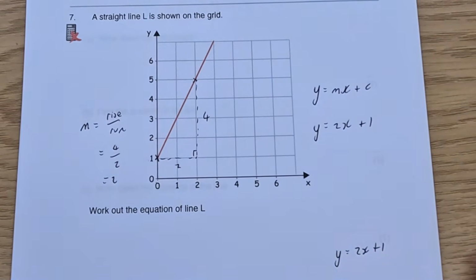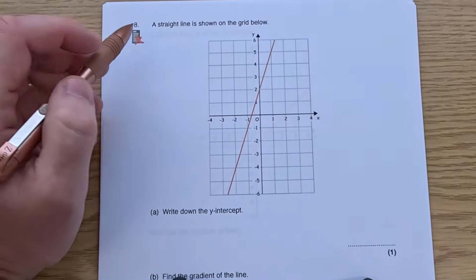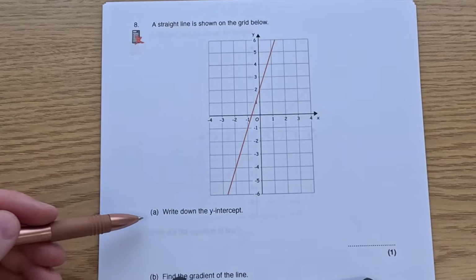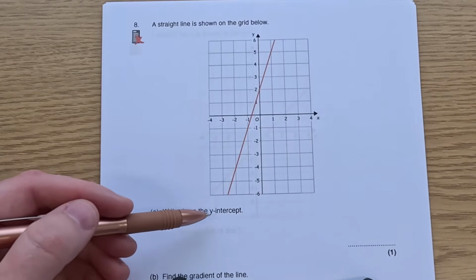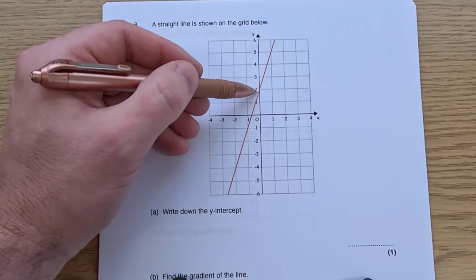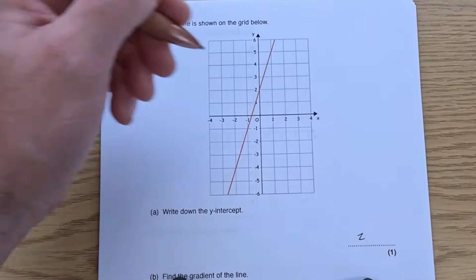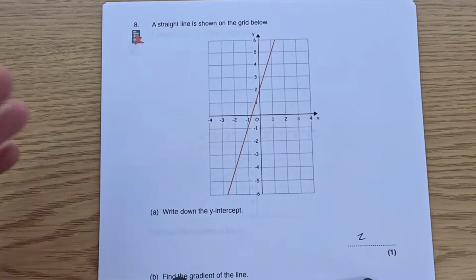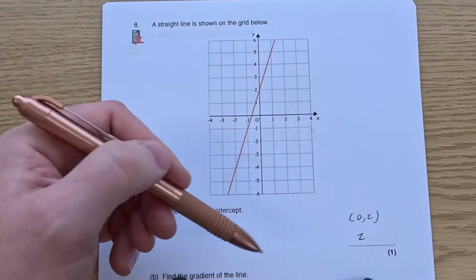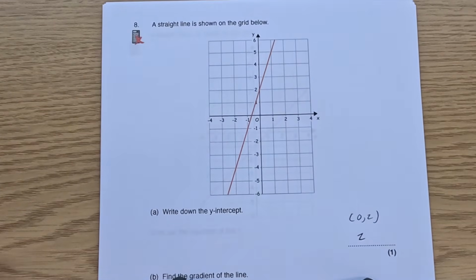Okay, let's look at our next question, question number 8. Question number 8 says a straight line is shown on the grid below. Part A says write down the y-intercept. So where does this line cross the y-axis? The y-intercept of that line is 2. If it asked for the coordinates of the y-intercept, I would write down 0, 2. But it just asked me for the y-intercept, so I could just write down 2.